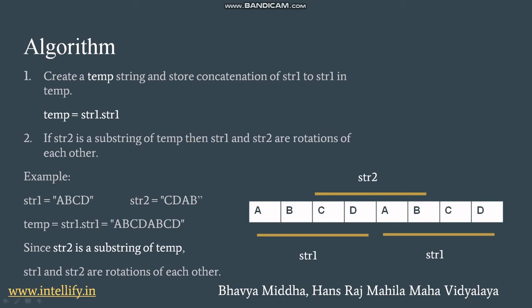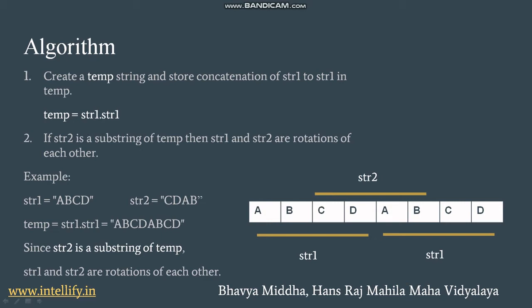Let us discuss the algorithm that will help us in the program development. We create a temp string that stores the concatenation of str1 to str1. Then we check if str2 is a substring of temp, and then str1 and str2 are rotations of each other.